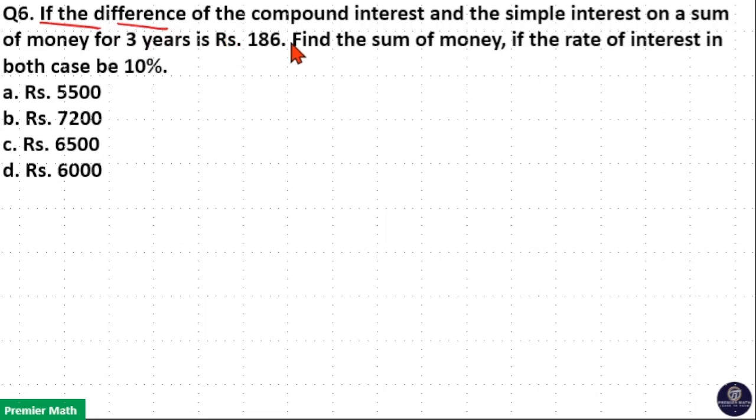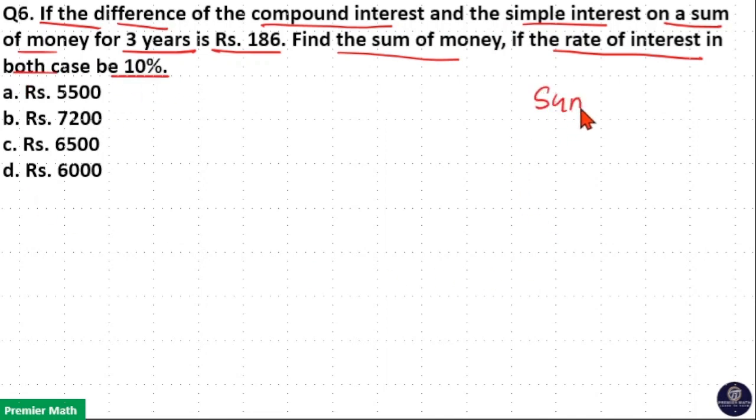If the difference of the compound interest and simple interest on a sum of money for 3 years is rupees 186, find the sum of money if the rate of interest in both the cases is 10%. Let us consider the sum as 100 parts. If you find the value of one part, then sum is equal to 100 into value of one part. So this is the concept of parts here.